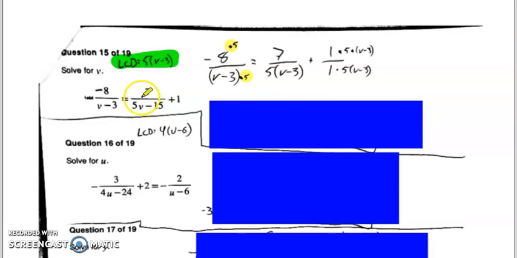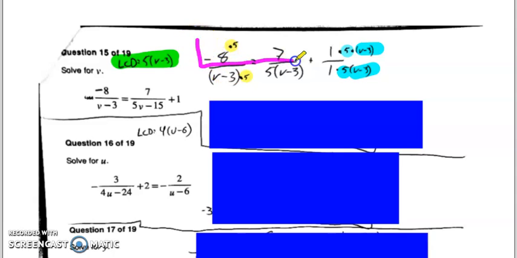The fraction with the 7 up top was totally fine. I didn't need to do anything there. And then the fraction at the end, the 1, which is technically 1 over 1, was missing both the 5 and the v minus 3, so I had to multiply both of those into there. Once you have that, all of the denominators have the exact same components. They have a v minus 3 and they have a 5.